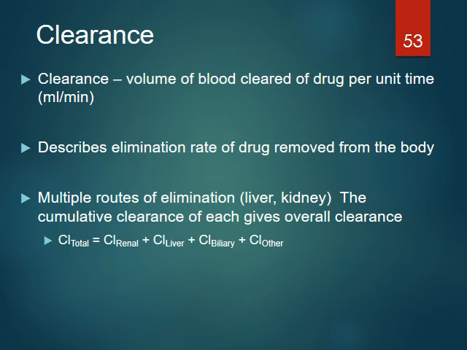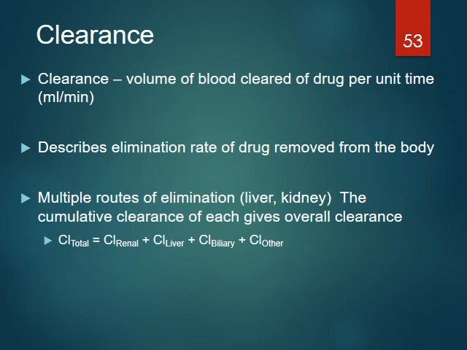So regardless of how a drug is being eliminated, it all goes back into this total clearance of the drug from the blood. This is usually going to be put in terms of mLs per minute, or a certain volume of blood that's being cleared of the drug per unit of time. Really, this idea of clearance is describing the total elimination rate of drug being removed from the body.